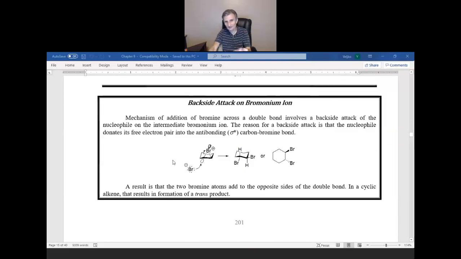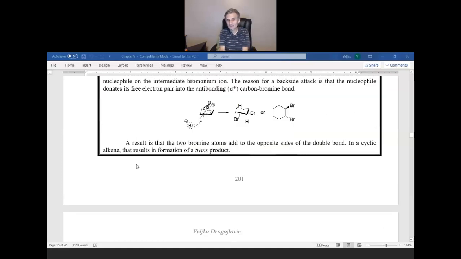Further example of why backside attack, why bromine has to attack from the back, why it's anti-addition, and why we end up with trans product. That has to do with orbitals, molecular orbitals that are available for reaction. Because any free electron pair has to add to a molecular orbital, to an empty orbital.